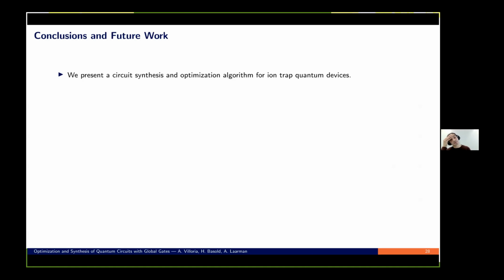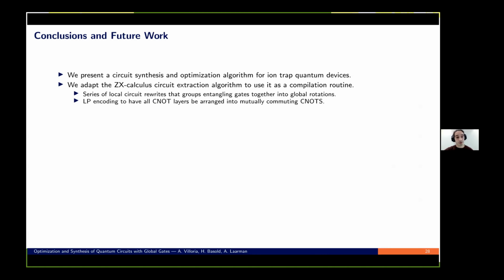What we have done is present a circuit synthesis algorithm that works specifically for ion trap quantum devices. We adapt the Stex calculus circuit extraction algorithm and change it. The CNOT extraction part, we make it a linear program that encodes the exact behavior that we want, which is extracting commuting CNOT layers from your circuit. Apart from that, we add local circuit rewrites that group entangling gates together into global rotations.